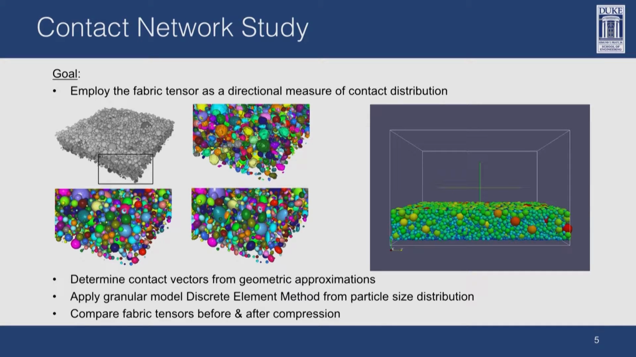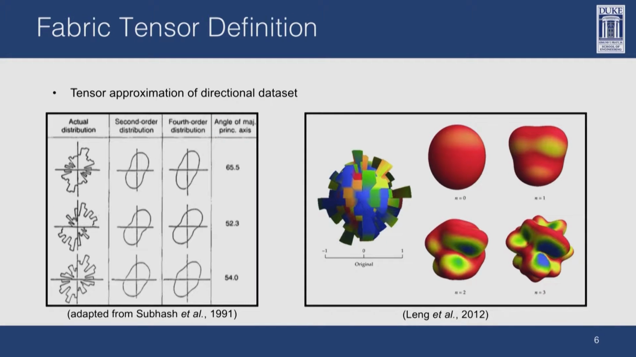And so in doing this, this really simulates the manufacturing process wherein the power density is greatly increased by putting these particles through a roller and smashing them down. We use fabric tensors to compare the contact distributions before and after this compaction. And so what a fabric tensor is simply a tensor approximation of a directional data set.